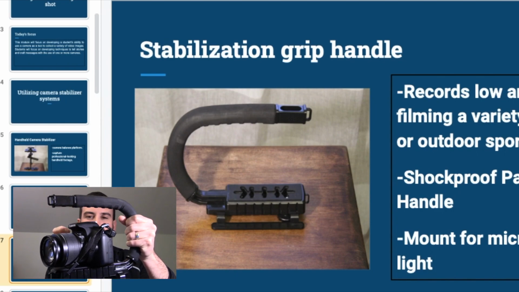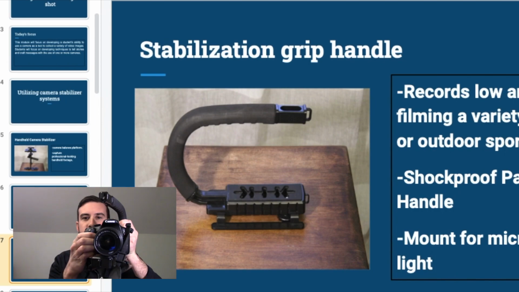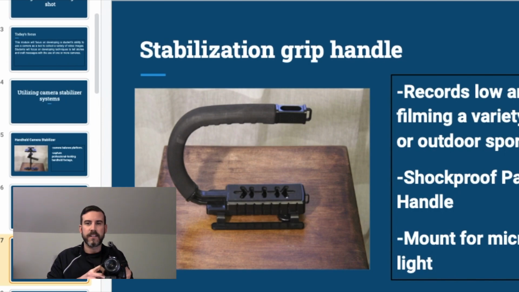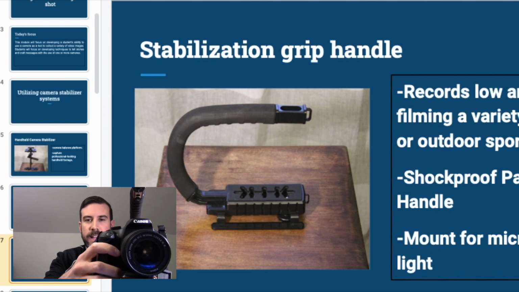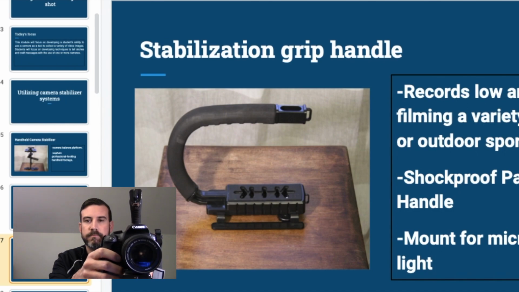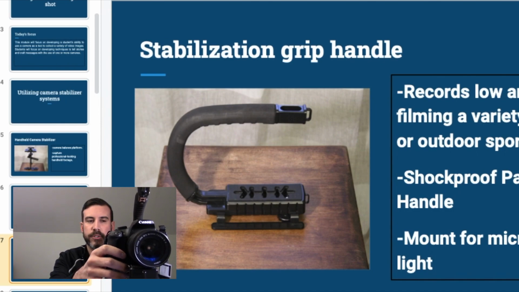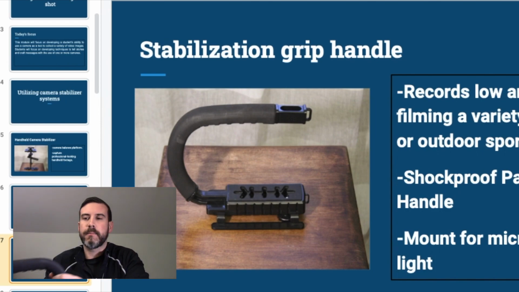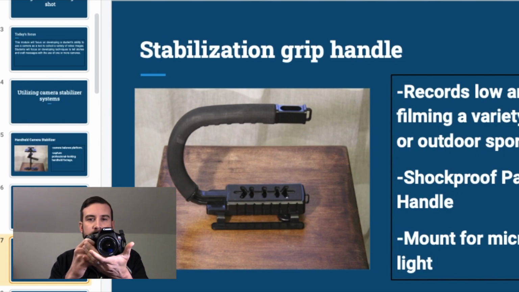And that's why it's called a stabilization grip handle, all right? So with this, you can get nice low angles and really get a smooth swoop in to your actual subject, without the jostling I would have to deal with here, because it kind of stabilizes that.